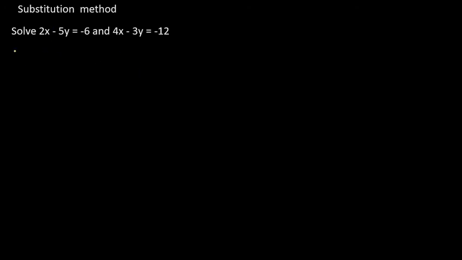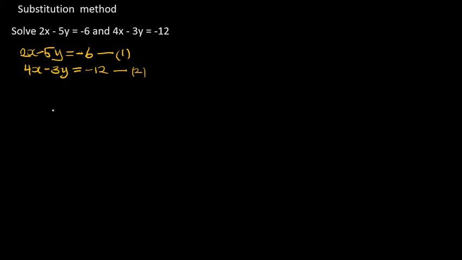Alright, our first equation is 2x minus 5y equals minus 6. Equation 1. Then we have 4x minus 3y equals minus 12. Alright, let's call this equation 2.